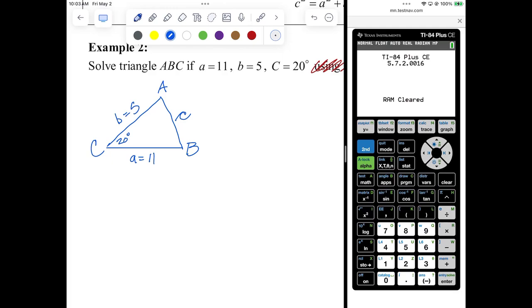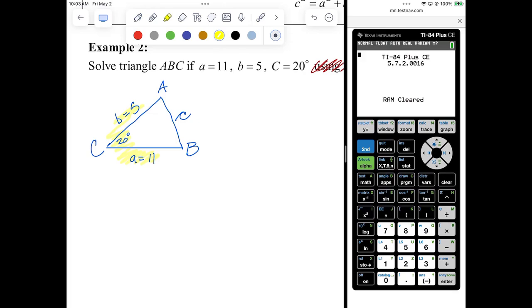All right, now once you have it drawn, you can clearly tell that it's side angle side, right? It's the included angle, side, which always, always, always makes a unique triangle. So it's not the ambiguous case. All right, so we need to solve.